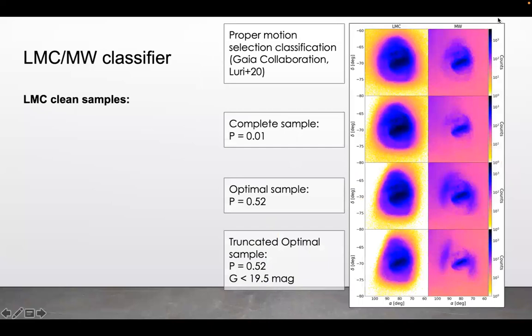And here on the right, you have two columns. So these are density maps, just count maps. The column on the left is stars that are classified to belong to the LMC, and the column on the right, stars that are classified to belong to the Milky Way. And each row is a different data set according to this probability cut.